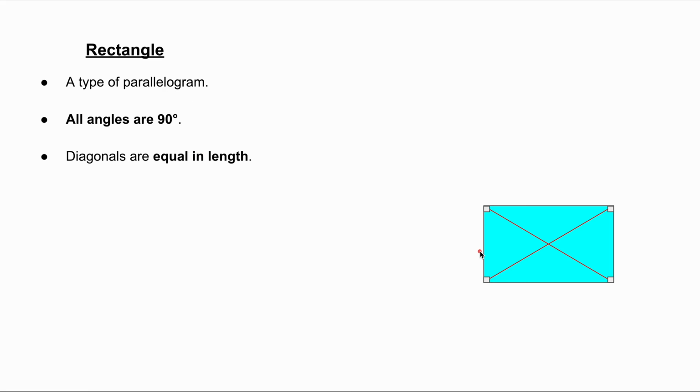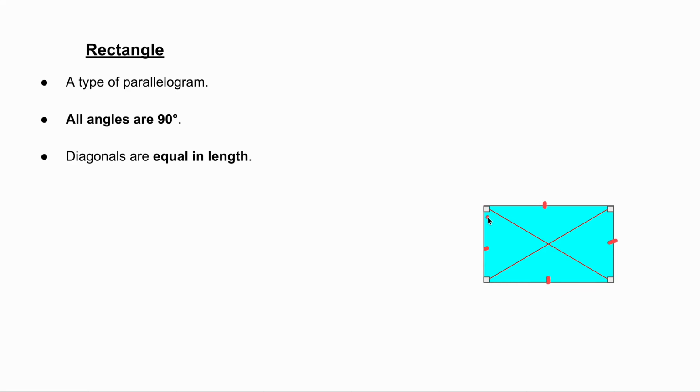Why? Because we have this and this sides parallel to each other, and this side and this side are also parallel to each other. We call it parallelogram because it has sides that are parallel to each other. It has two pairs of sides that are parallel to each other. This is one pair, this side, and this is another pair, this side and this side.